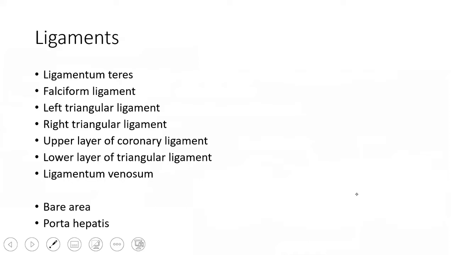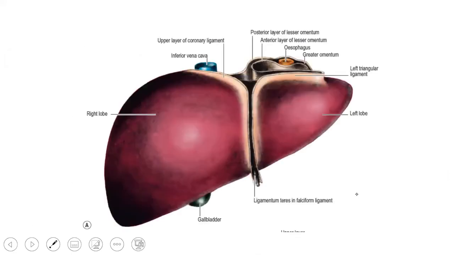There are many ligaments which join the liver to the body, the internal surface of the abdomen, and the other organs. Right? You look at the picture. So here in the inferior border, at the middle area you have a ligament called the ligamentum teres. This ligamentum teres extends from this inferior point to the umbilical region, to the umbilicus.